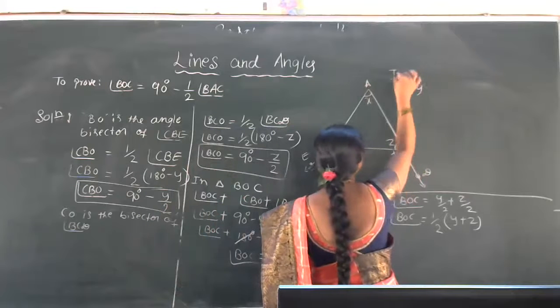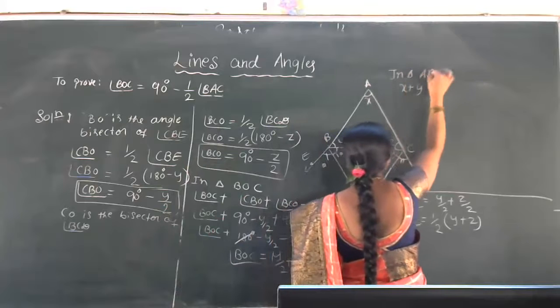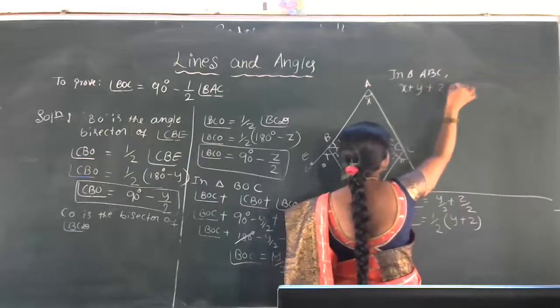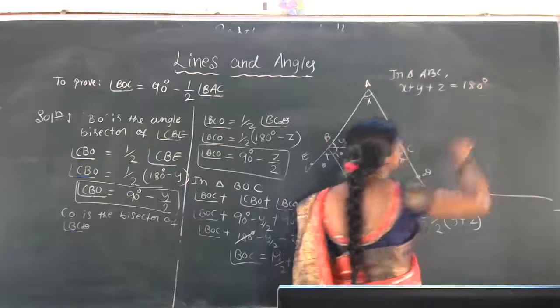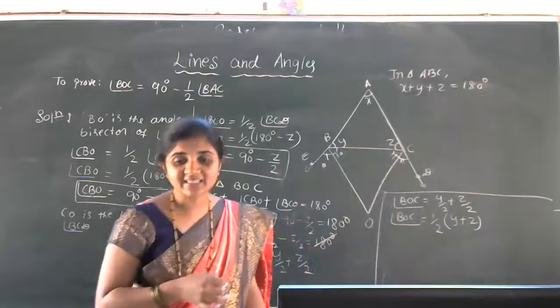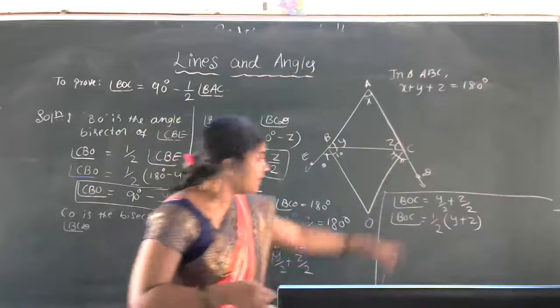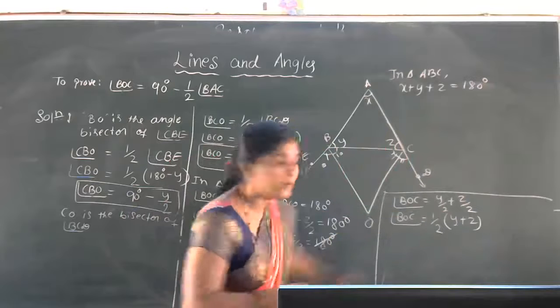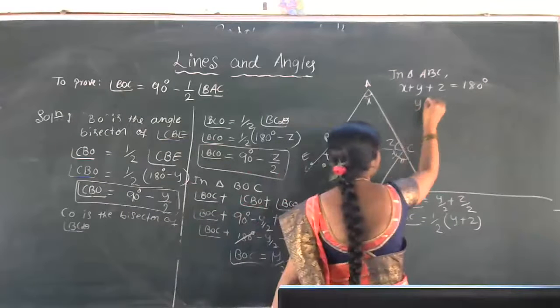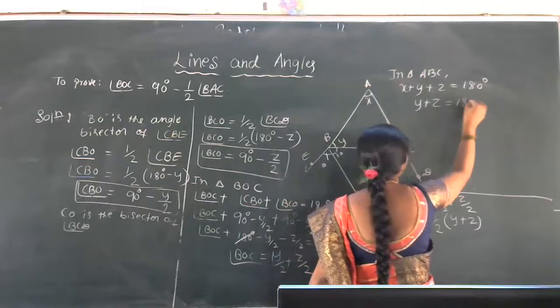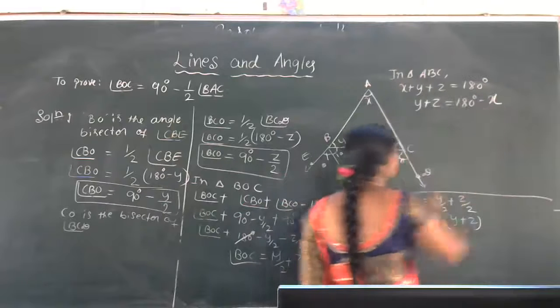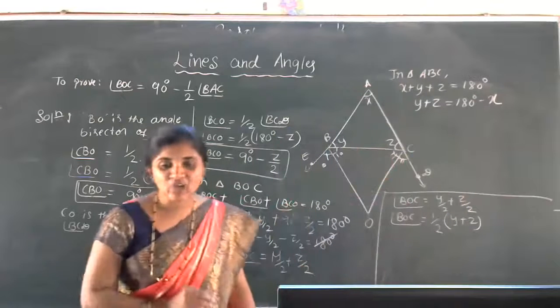In a triangle ABC, x plus y plus z is equal to 180 degrees, because we all know the angle sum property of a triangle. What we need here is y plus z. So what is the value of y plus z? Y plus z is equal to 180 degrees minus x.